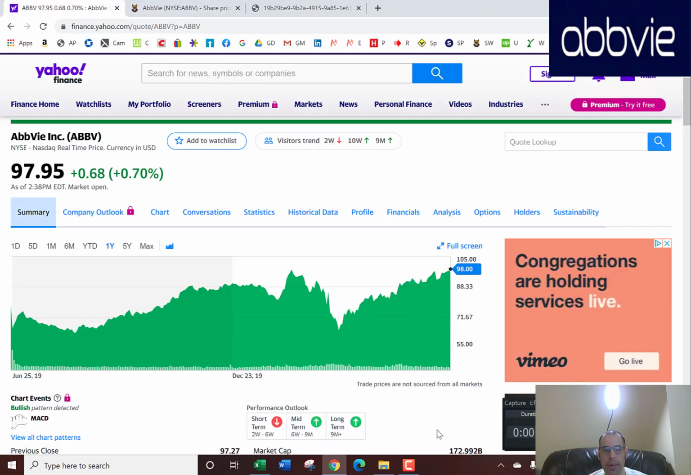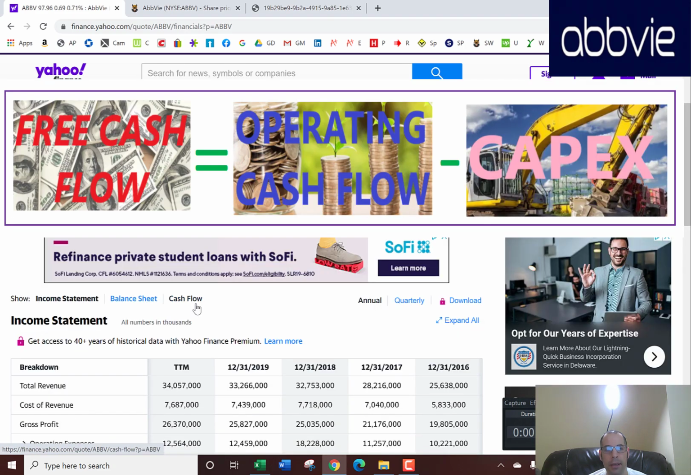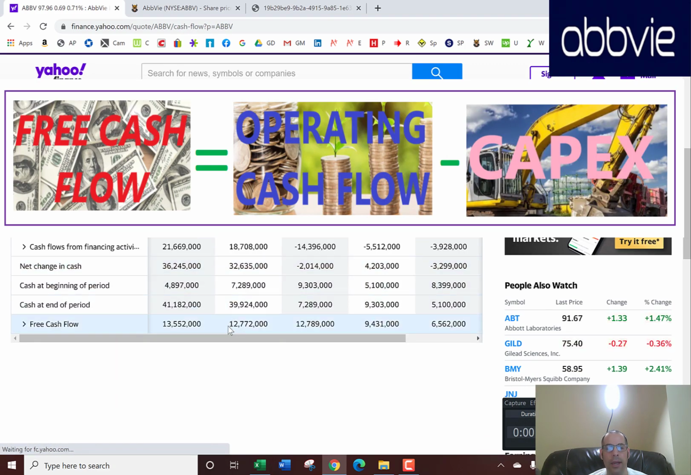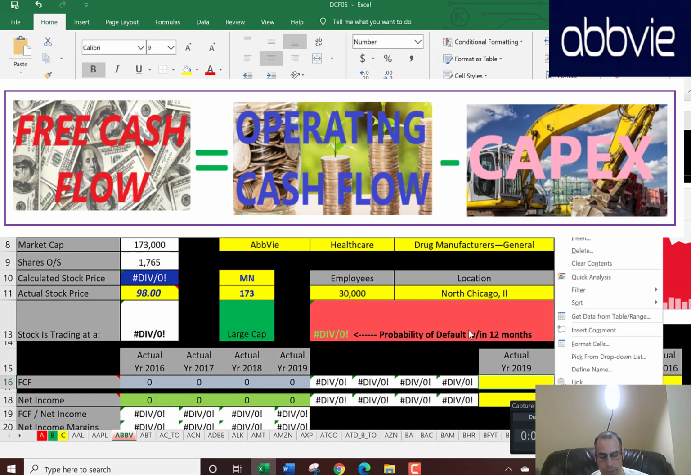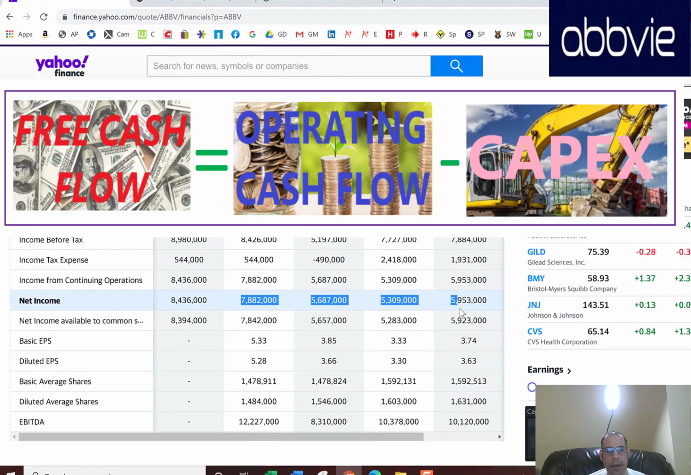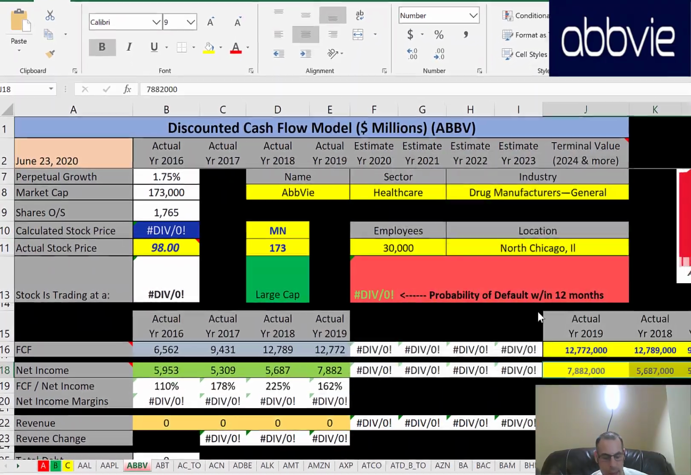Next we're going to get the free cash flow. And this is how you value a company: you estimate the future free cash flows and then you discount that number back to today's value. And that's what we're doing in this video. Next I'm going to pull the net income off the income statement. That's the profit and loss for the business.